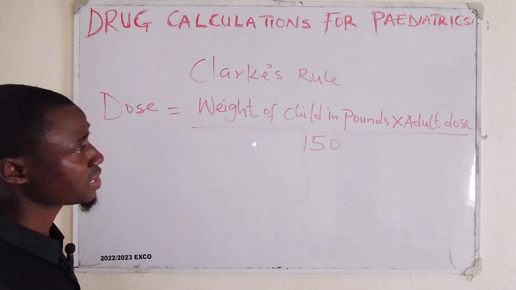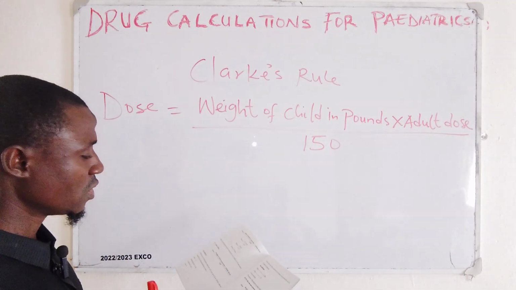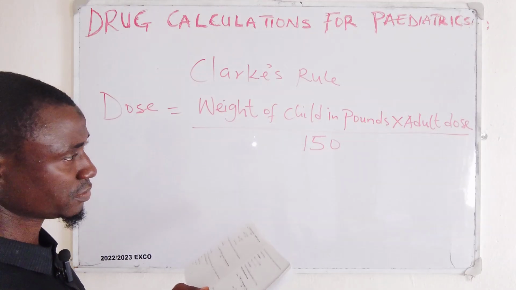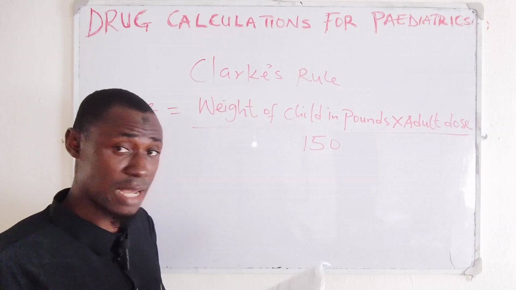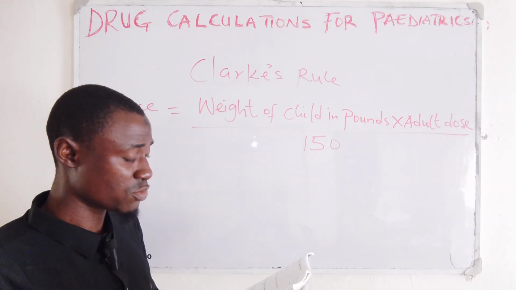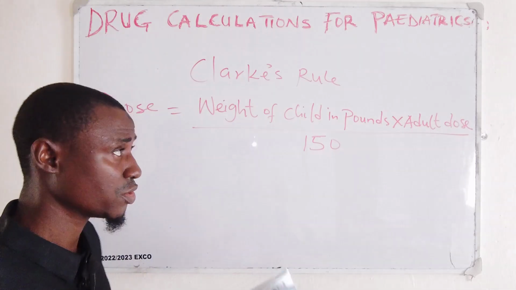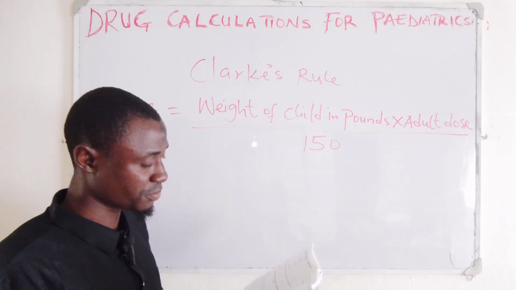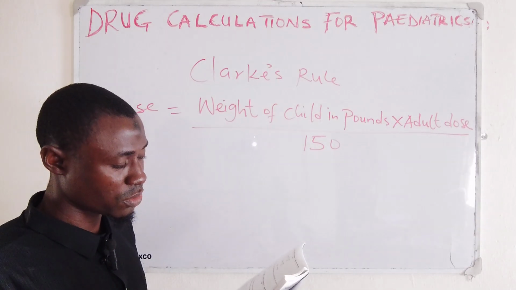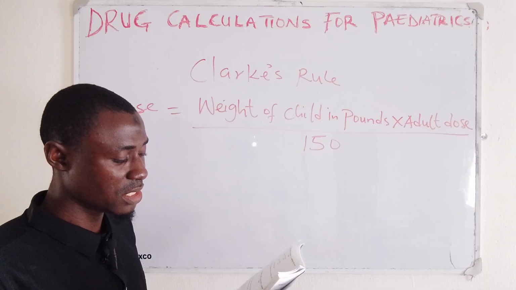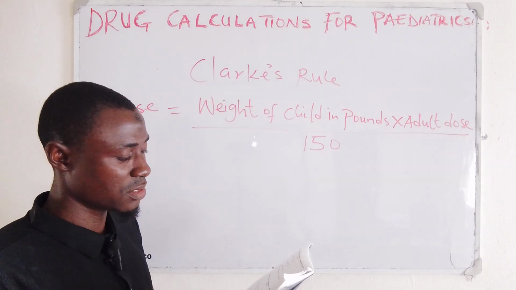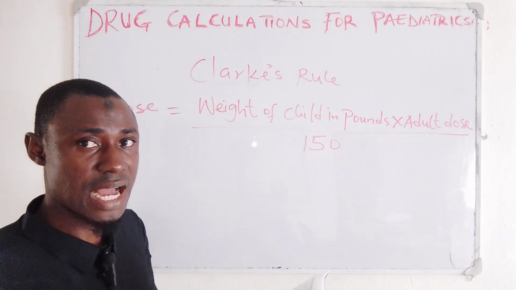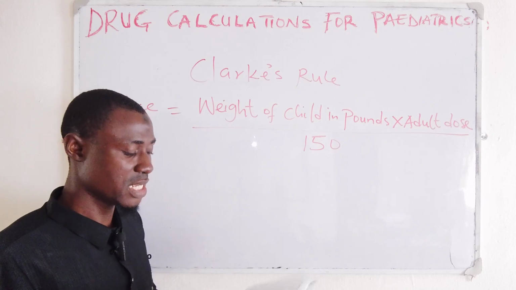So let's quickly take at least an example. Example 1. What dose of chloroquine injection? I'm using this reference material as I've told you earlier on. That's what we'll be using for all of the lecture series for drug calculations for pediatrics. So this is the reference material we're going to be using throughout. Now let's take an example. What dose of chloroquine injection will you give to a child whose weight is 15 kg when the adult dose is 5 mils?